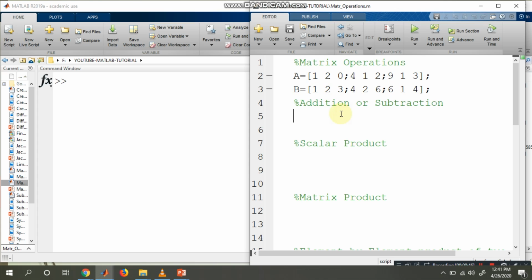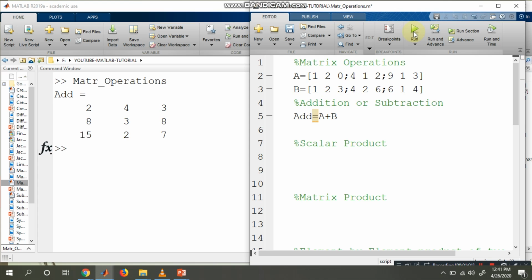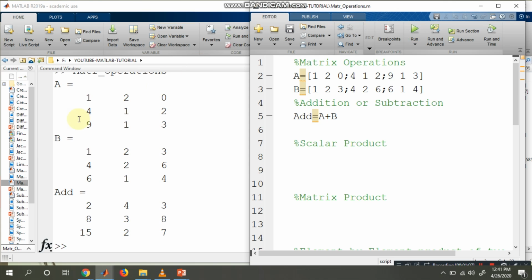Now let us see addition. Suppose I would like to find the addition A plus B. Simply once we execute, have a look at the output. So this is the addition of these two matrices. Or if you would like to display A and B as well, you can remove the semicolon at the end of the A and B syntax. See here, the addition of these two simply.